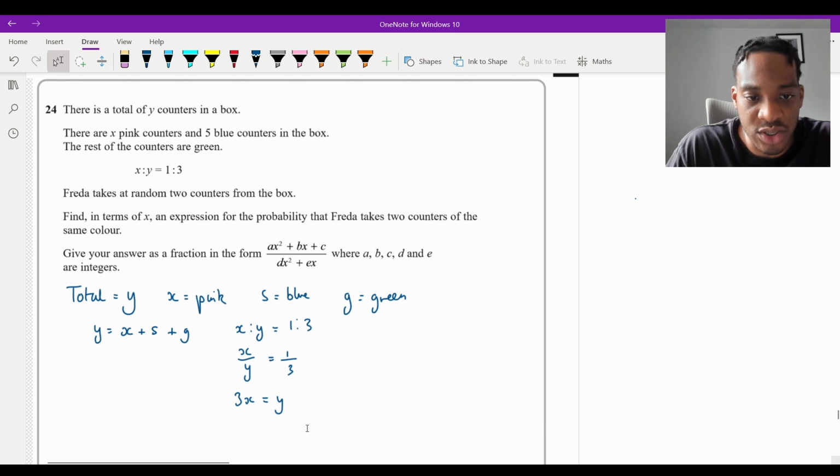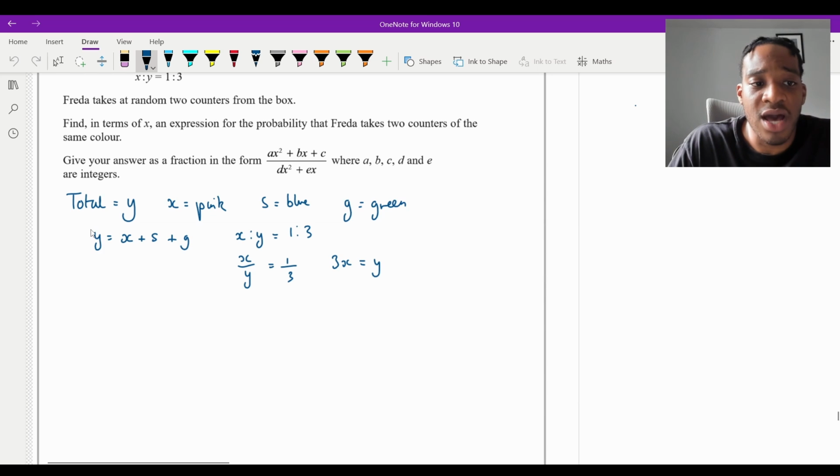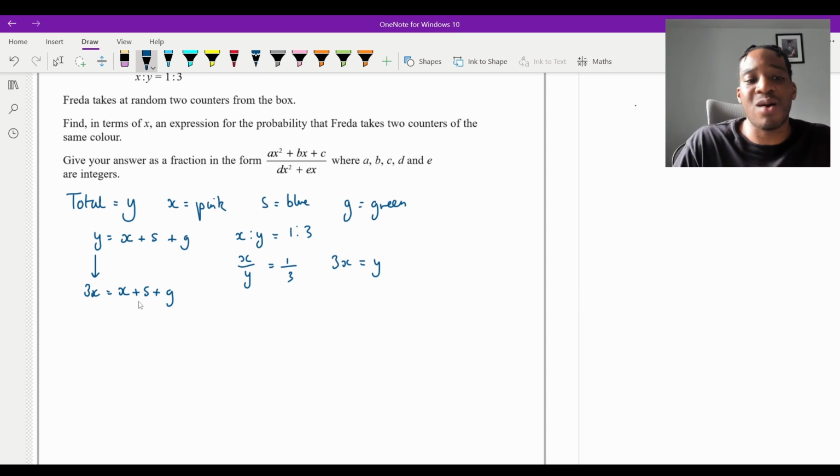Okay, so let me just get this. Okay, going to move this here. So we know that 3x is equal to y. And what I'm going to do is, this is actually quite helpful because I now know y in terms of x, right? So I could say that I've got 3x is equal to x plus 5 plus g. And this is quite helpful because now I can figure out g in terms of x just by rearranging, right?